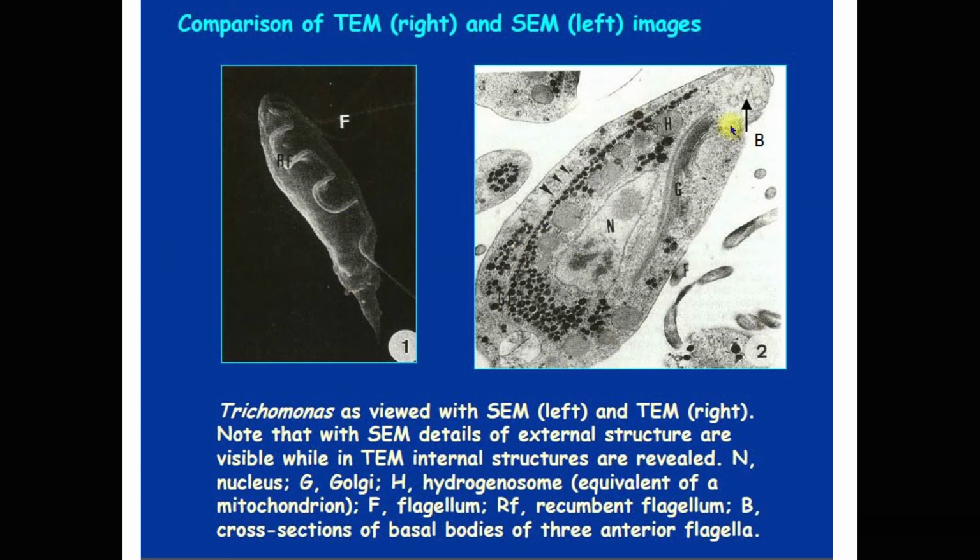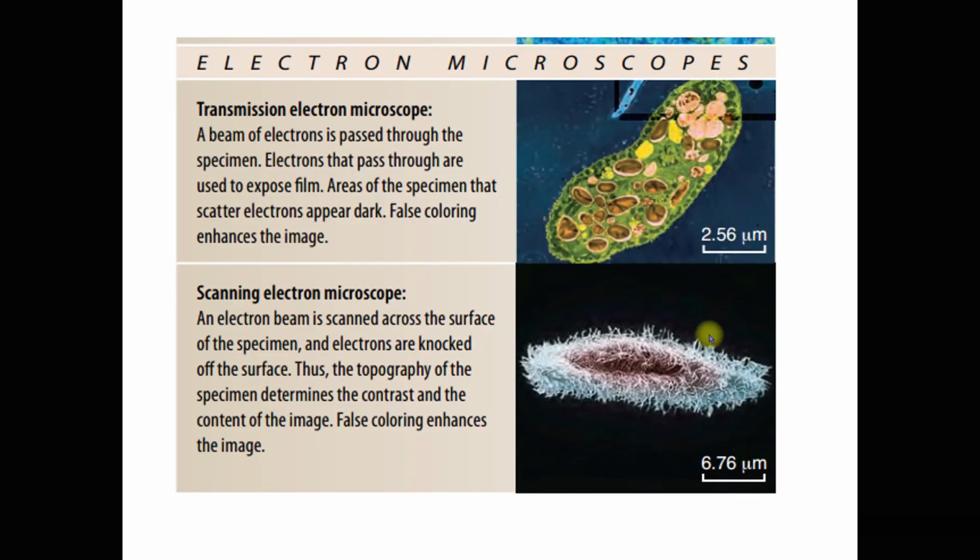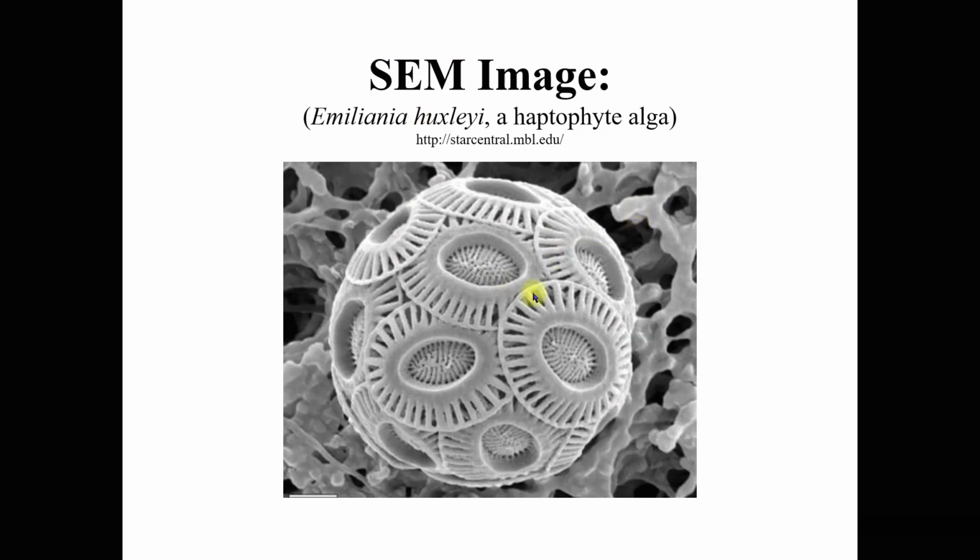Which one is SEM, which one is TEM. SEM shows 3D, TEM shows the inside. Alright, again, this is the SEM, scanning electron microscope output. And this would be the TEM. You can see the organelles inside, very clear. Alright, this is SEM.